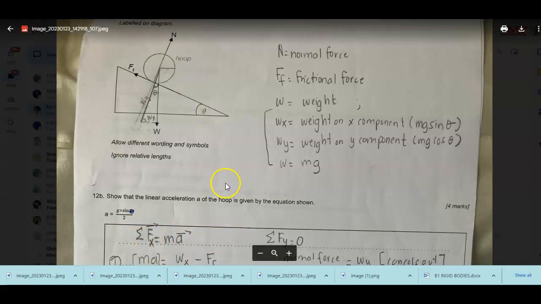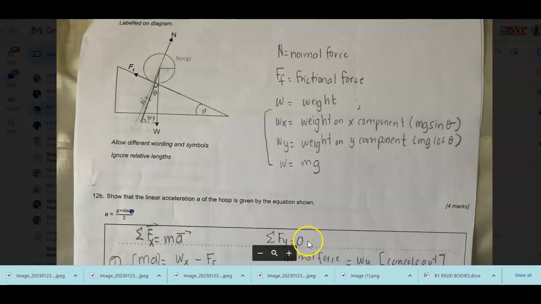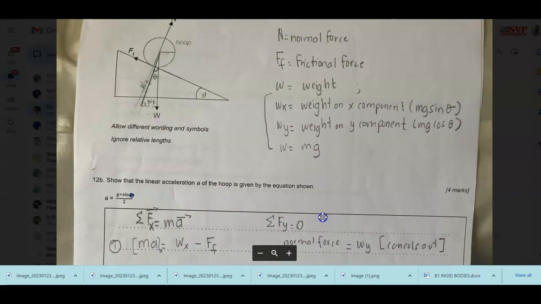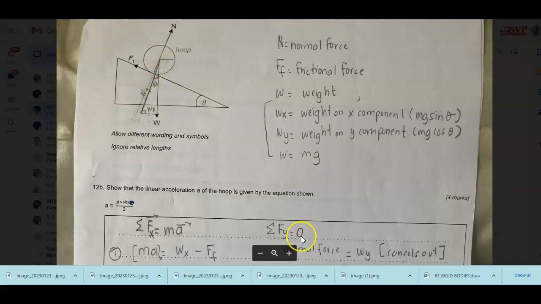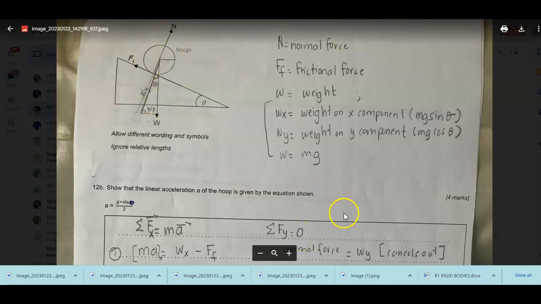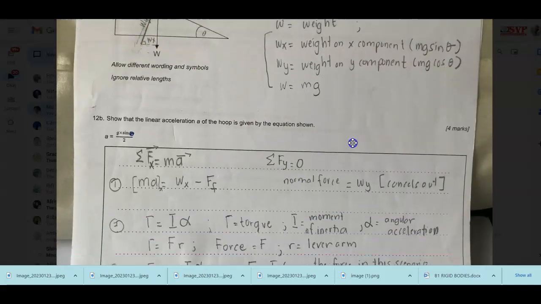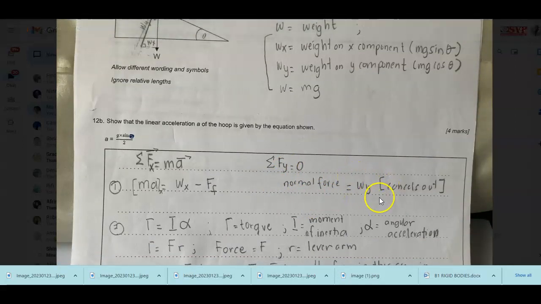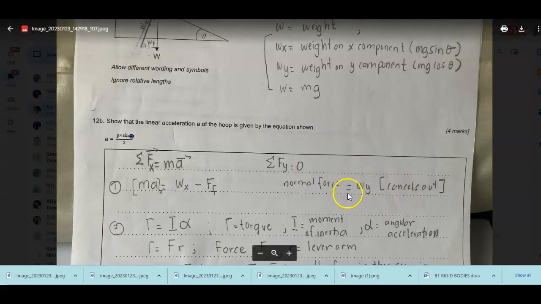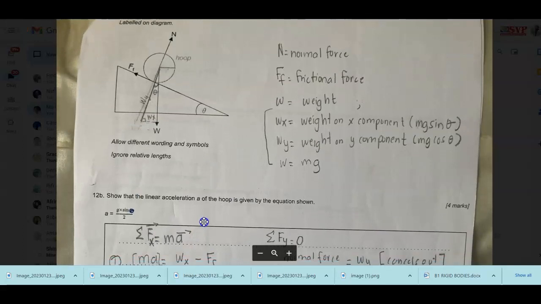Now, we start with the forces along the y-axis. We only have two forces in the y-axis, which are the normal force and the y component of your weight, which cancel each other out, thus equating to 0. If the forces along y are equal to 0, that implies that your normal force must be equal to your weight along the y-axis.